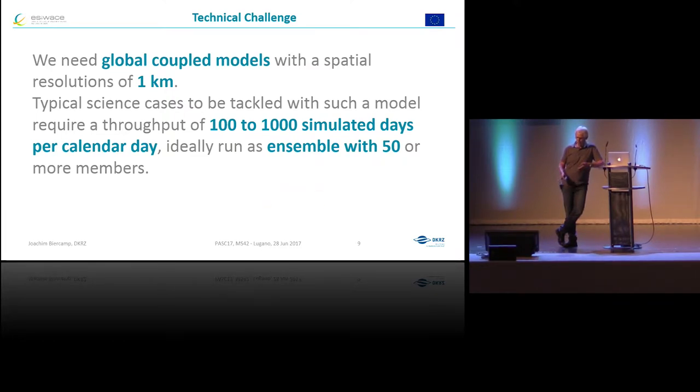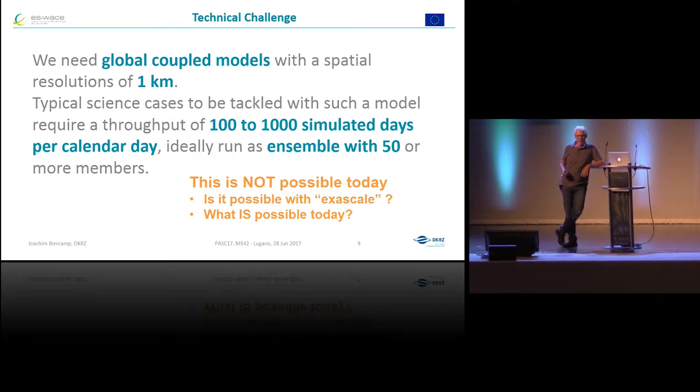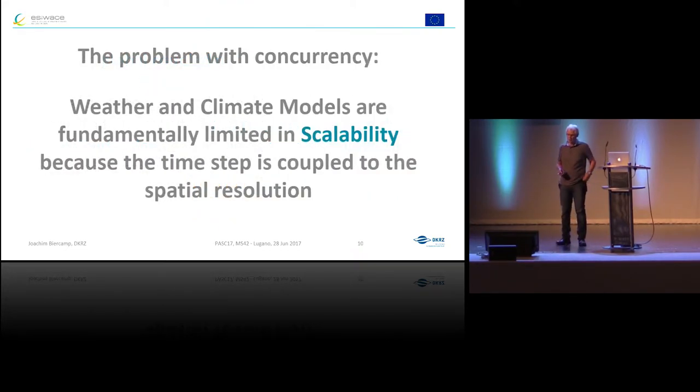And that's clearly not possible today. The question is, will that be possible in the exascale, whatever exascale means, era? And what is possible today?